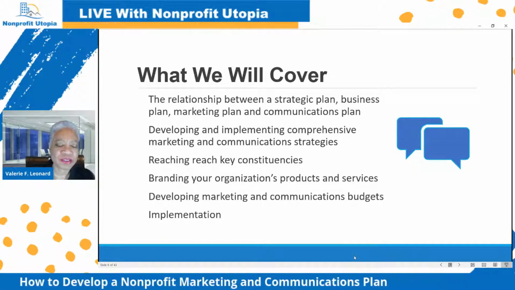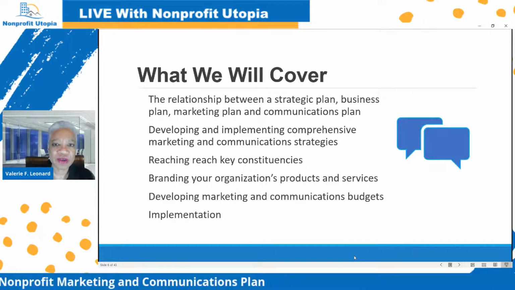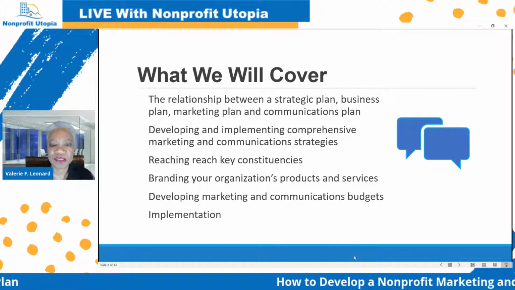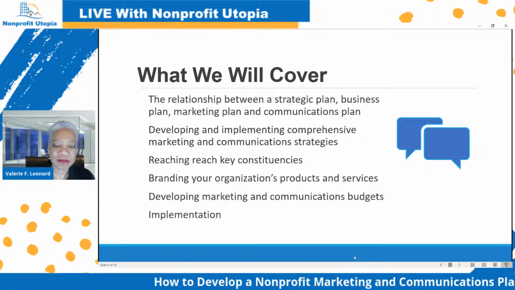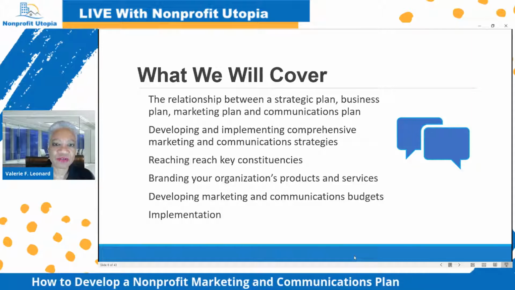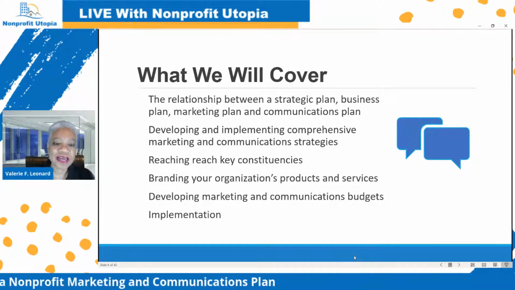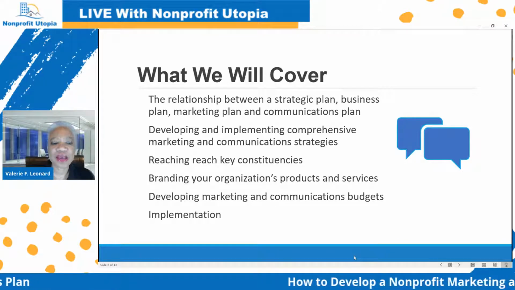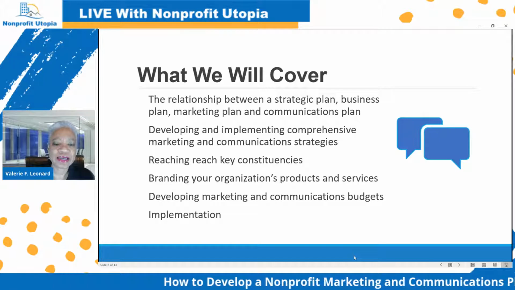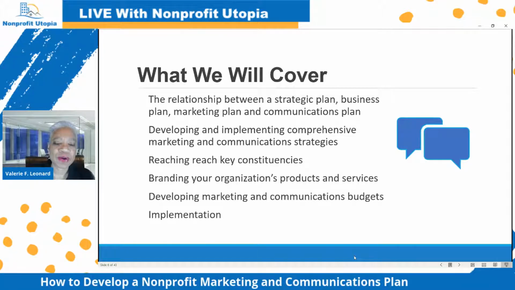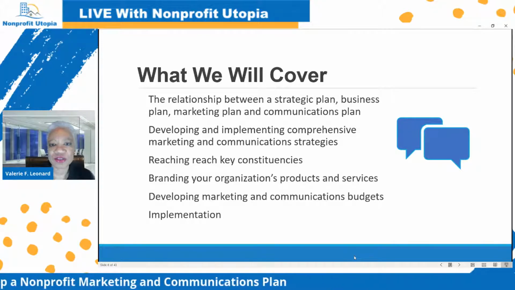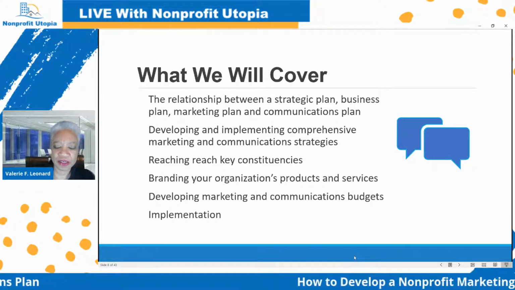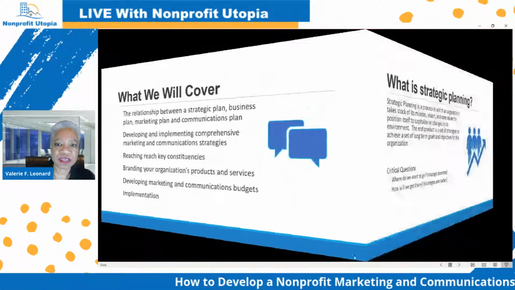So it's very important to have a cohesive marketing plan and make sure that it's in alignment with everything that you do on the strategic level, program development level, fundraising level, etc. We're also going to show you how to develop and implement a comprehensive marketing and communication strategy. We're going to show you how to reach key constituencies, how to brand your organization's products and services, and then how to develop marketing and communications budgets and implementation.